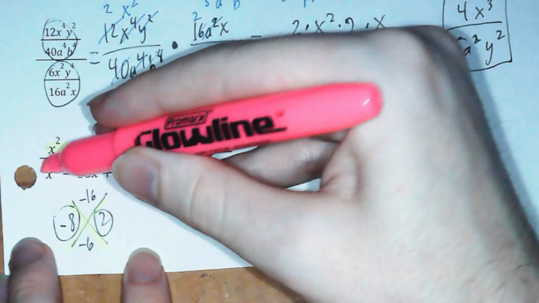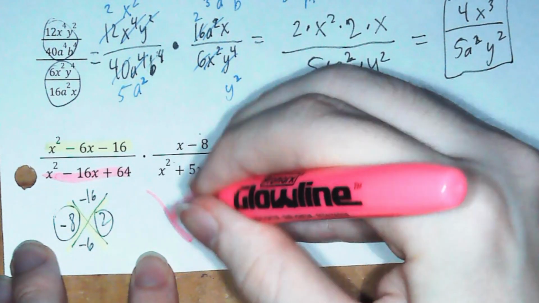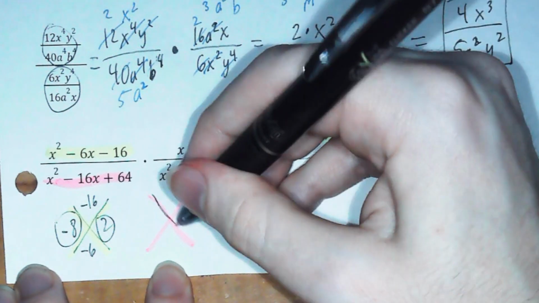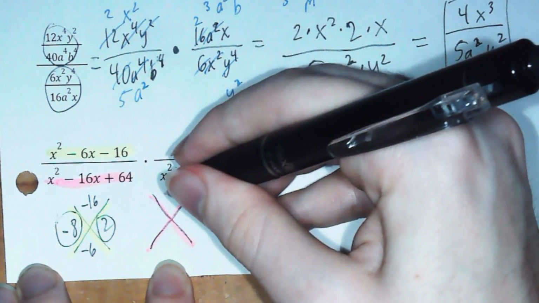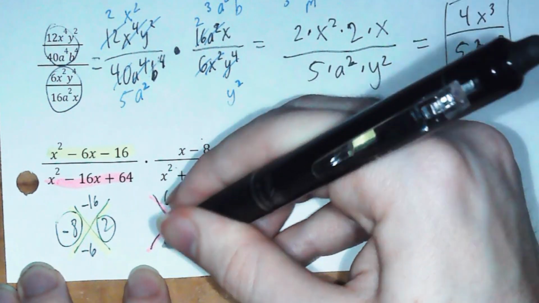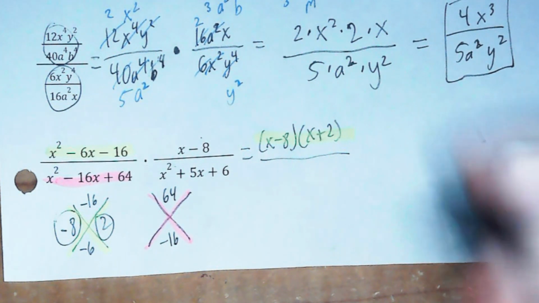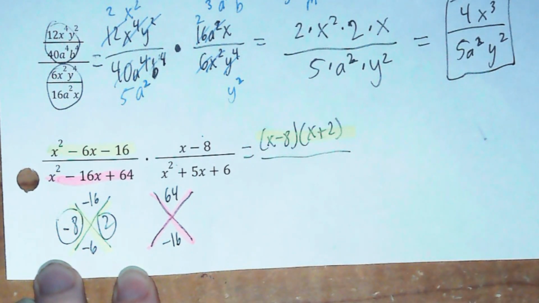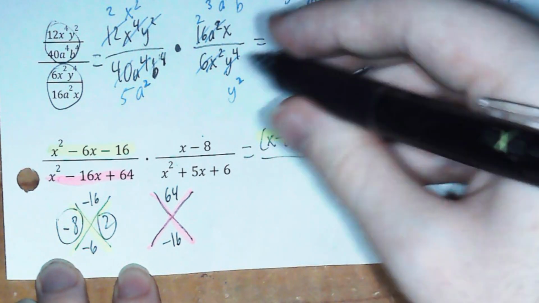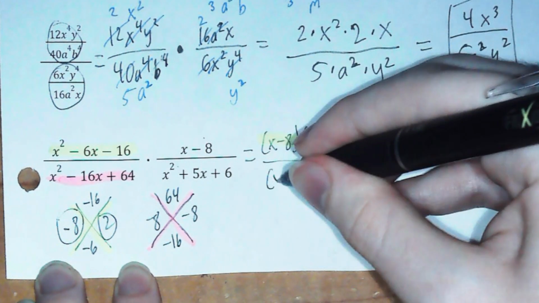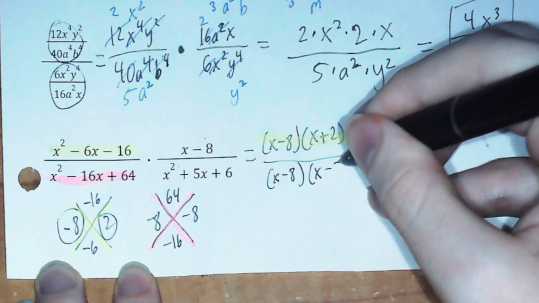This second trinomial, let's make another cross puzzle for it. This one has positive 64 on top, negative 16 on the bottom. Let's figure out the two side numbers. I'm assuming you've tried this, and you should get negative 8 and negative 8, which means we can rewrite this as x minus 8 and x minus 8.